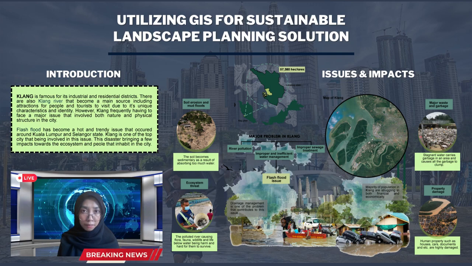We identified the major problems in Klang's flash flood issue. The first is river pollution, which harms flora, fauna, wildlife and aquatic life and makes it hard for them to survive. Next is improper and inefficient water management. The flash flood has damaged human property such as cars, houses, documents and others. Lastly, improper sewage treatment, such as stagnant water that carries garbage in the area, causes all the garbage to be dumped. So, for a better understanding of site conditions and analysis, I will pass to the next presenter.